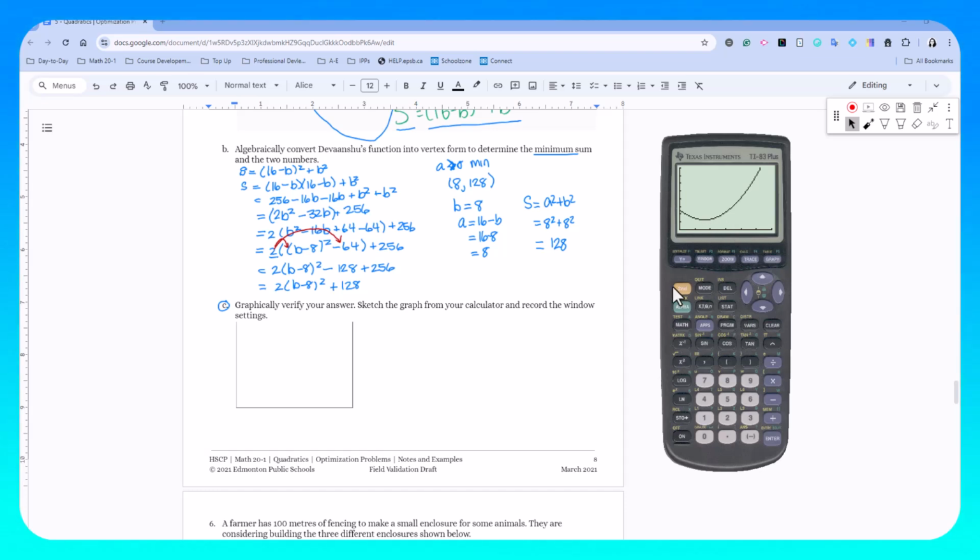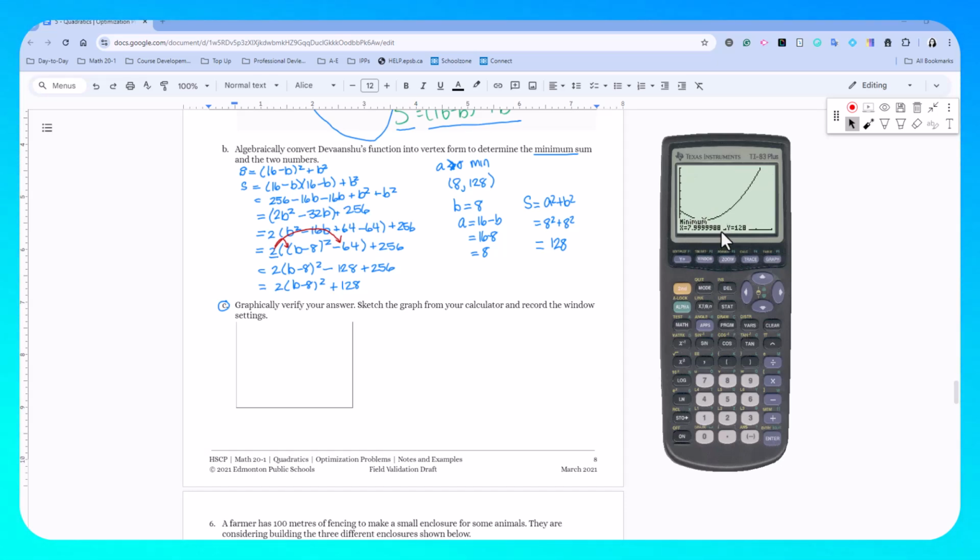And then I'm going to go ahead and second trace. And this time I'm going to hit 3 for the minimum. And I'm going to go a little bit to the left. The cursor is right there. And I'm going to go a little bit to the right. It's right there. And I'm going to hit enter. And then I'm going to say, yeah, go for it and guess.